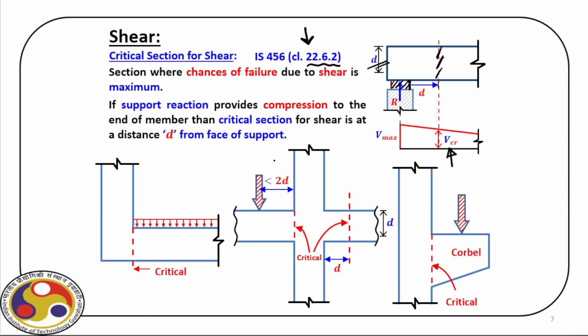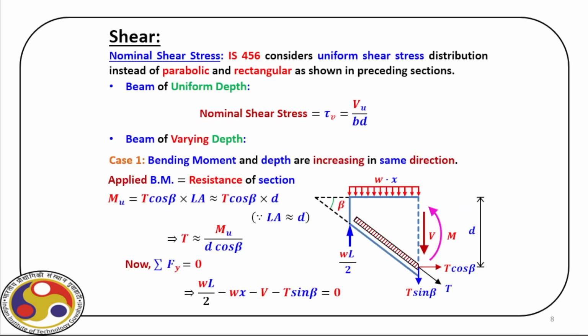Now, if the configuration of beam and column changes, then the location of the critical section also changes. For example, here in this case of a corbel, the critical section is here. So the first task is to identify the critical section, and then our task is to design the shear reinforcement at that particular section. Now for that, let us first discuss the nominal shear stress as per IS 456.